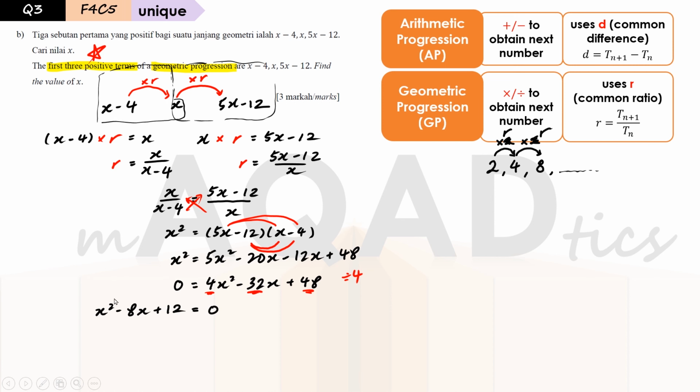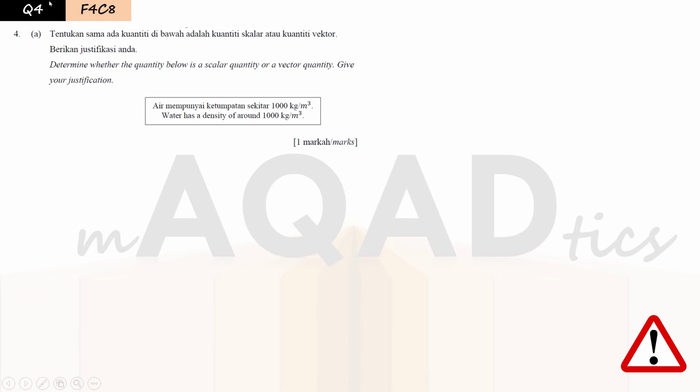Alright, and then you can see that this is actually a quadratic equation. Okay, so we can use factorization by using the calculator to find out the two values of x. Okay, so this time it's x equals 2 or x equals 6. But let us not make the same mistake as in question 1.